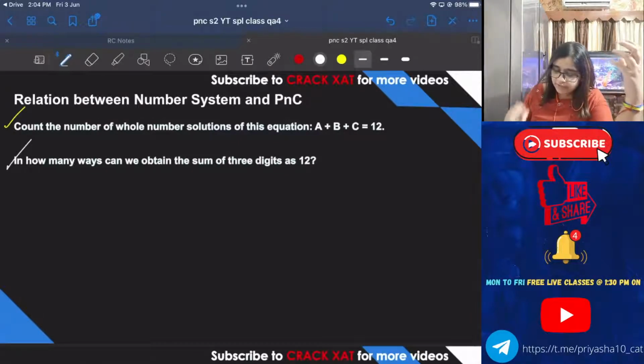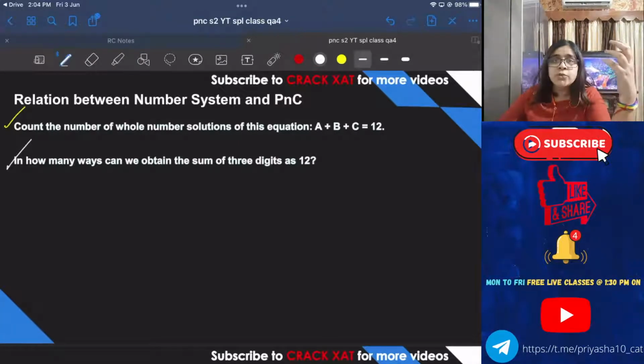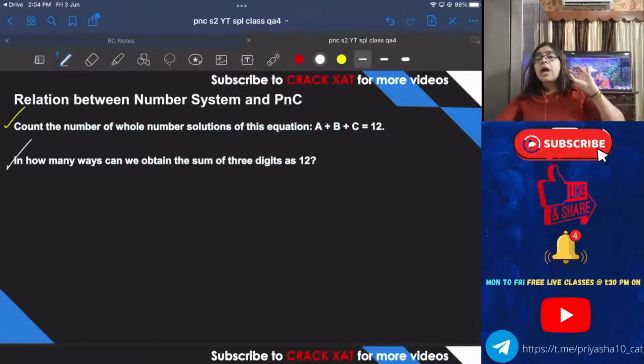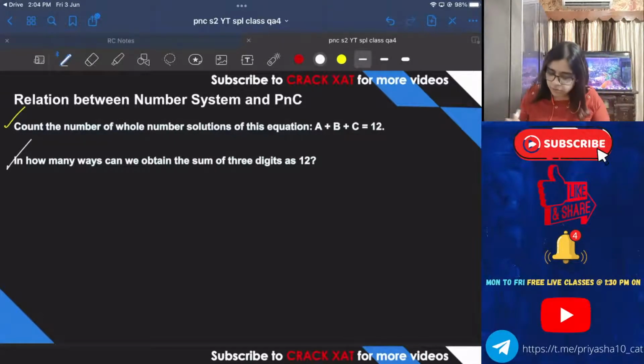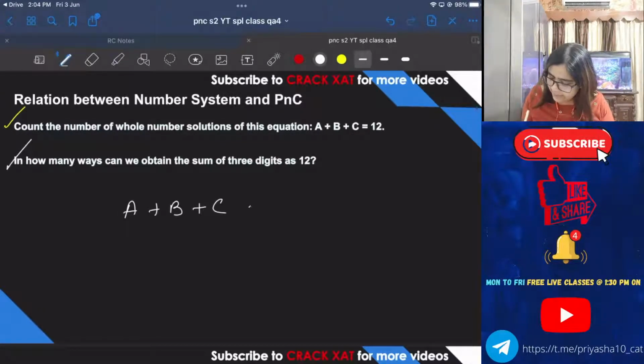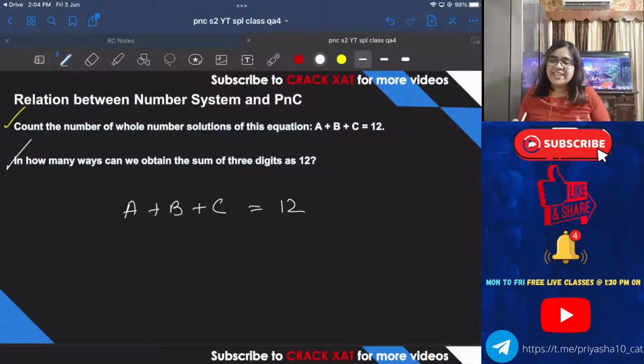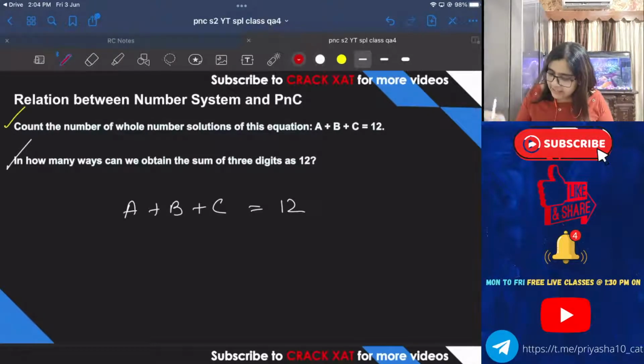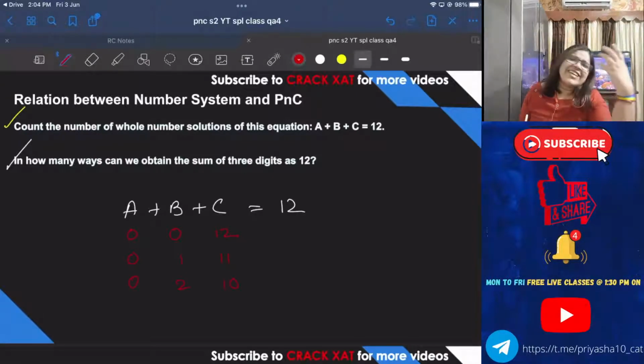ओके, सो इन हाउ मेनी वेज कैन वी ऑब्टेन द सम ऑफ 3 digits as 12? फाइन. सो आई हैव टू मेक श्योर दैट आई हैव टू फाइंड आउट क्या है. ये A है प्लस B है प्लस C है. इसको मैन्युअली करने जाएंगे तो हम बिल्कुल कर सकते हैं, है ना? कैसे कर सकते हैं? 0 0 12, 0 1 11, 0 2 10 और ना जाने कितनी पॉसिबिलिटीज है जिससे हमें 12 एज अ सम मिलेगा, है ना?